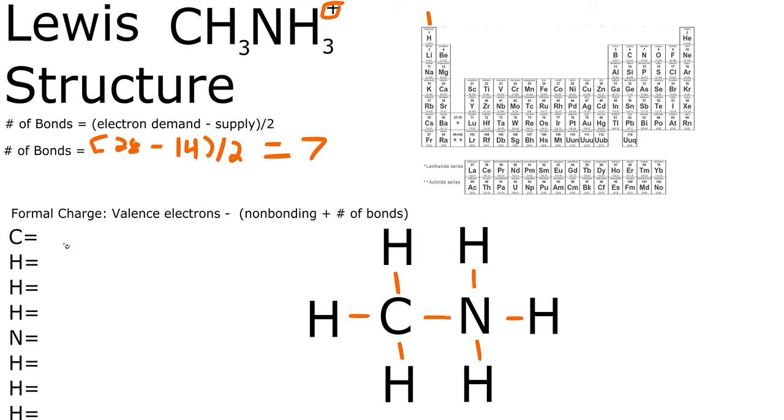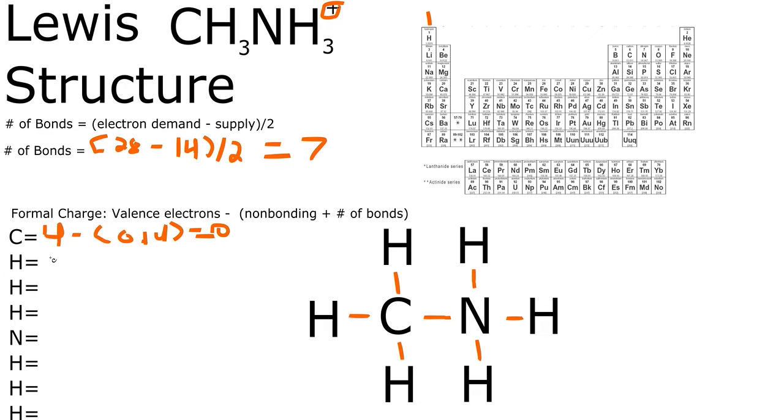Let's do the formal charges. So let's start with carbon. This carbon right here. Carbon has 4 valence electrons. Subtract it by the non-bonding. There is no lone pair, so that's 0. Plus the number of bonds, which is 1, 2, 3, 4. So it's 4 minus 4, and that equals 0.